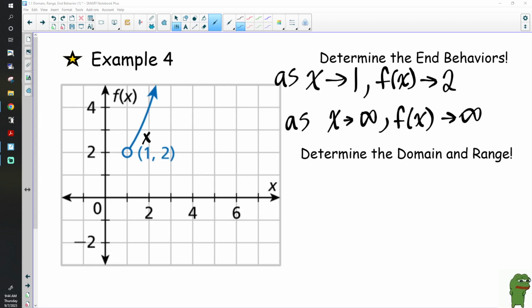Okay, domain and range. Capital D for domain. Or if you tilt your head sideways, a very sad emoji. If we're looking at the x-axis, what's the farthest left this function gets? I heard it. 1. Do we ever get farther to the left than 1? Nope. The farthest this graph goes is left.